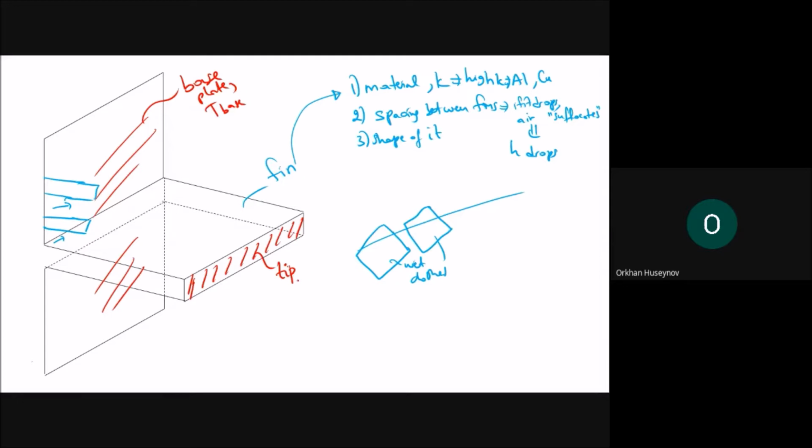And the tip of the fin may be in different conditions. This part, for example, can be insulated. You will see that in the next slides too. It can also be that there is convection, or it is also possible that the temperature of the tip is given. If the temperature of the tip is given, you can find the heat transfer for this fin.